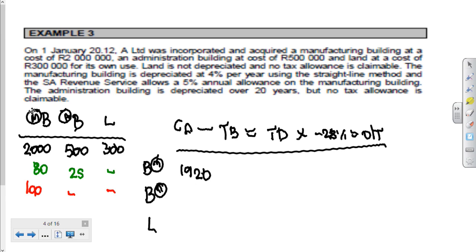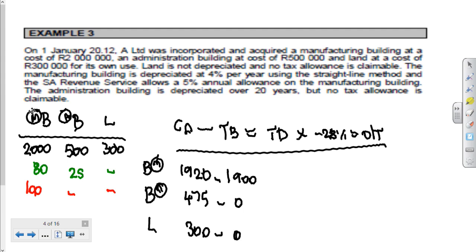The carrying amount of my admin building is 475. That minus that. The carrying amount of my land is 300. Yeah? The tax base on my manufacturing building, I get an allowance, do you agree, is 1900. Now the next 2. What is the tax base of my admin building? What is the future deductions that I will get on my admin building? 0, isn't it?